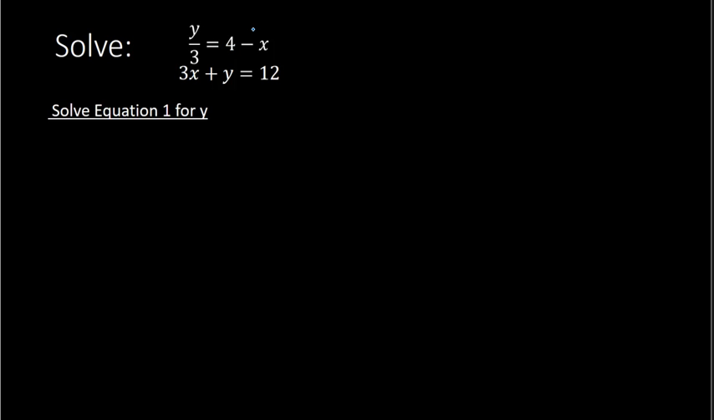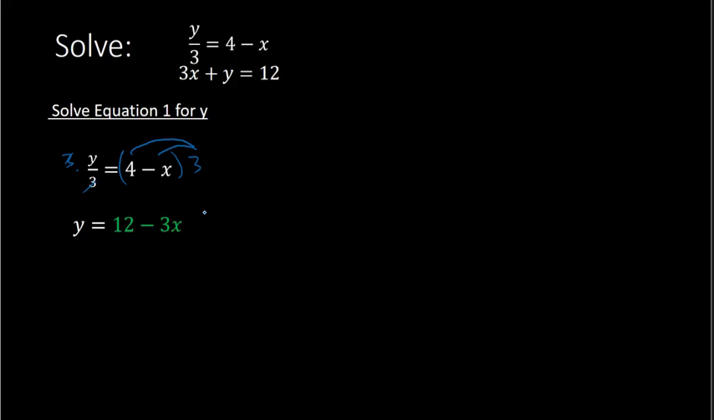So let's pick that first equation, solve for y, and so multiply both sides by 3, and on the left side, the 3's will cancel. On the right side, multiply by 3. We would have 3 times 4, and 3 times negative x. We distribute. So we have 12 minus 3x.